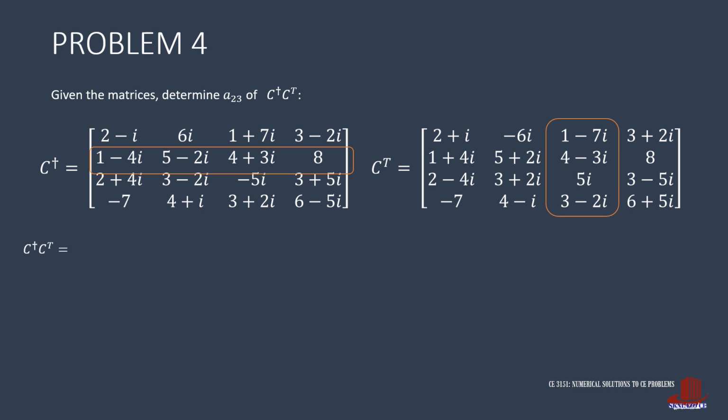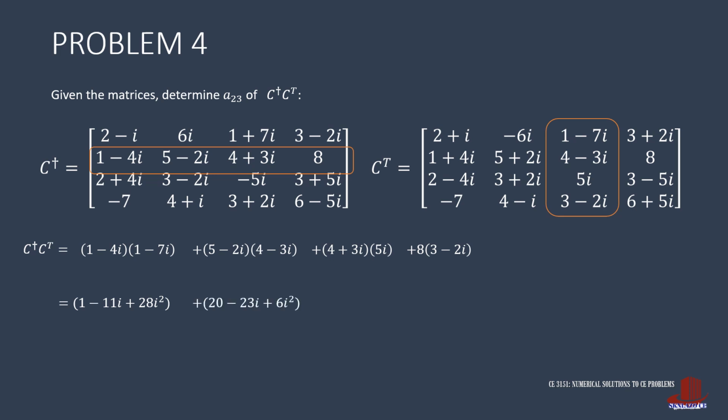The first elements are 1 minus 4I and 1 minus 7I. The second pair has 5 minus 2I times 4 minus 3I. The third pair contains 4 plus 3I and 5I. And the last pair includes 8 and 3 minus 2I. In case we simplify each term manually, use FOIL method. The first pair then becomes 1 minus 11I plus 28I squared.